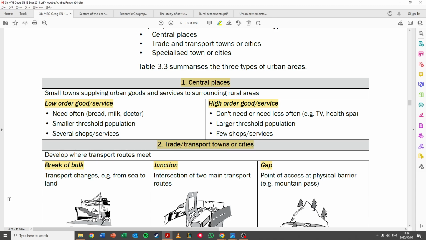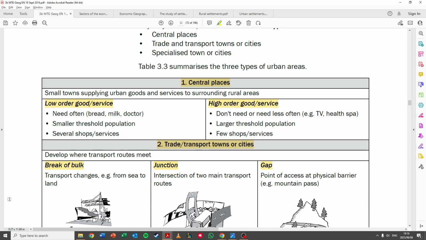Okay, so here you have a smaller threshold population. This is the amount of people that they need to actually make a profit. You do not need that many people to buy bread in order to make a profit. Okay, and then several shops and services actually provide this good or service. So there's a lot of competition going on, which also keeps the prices low.